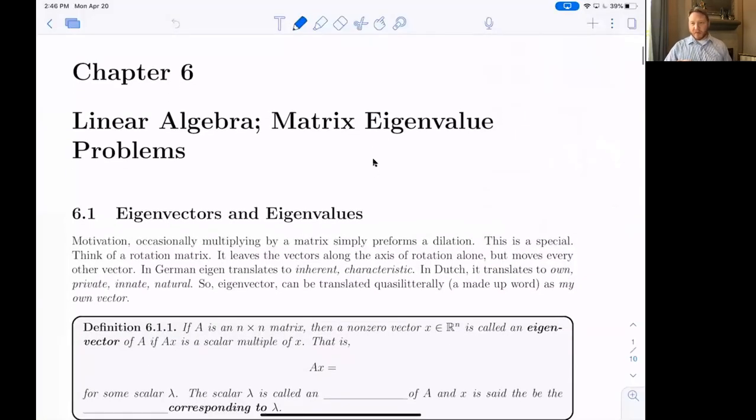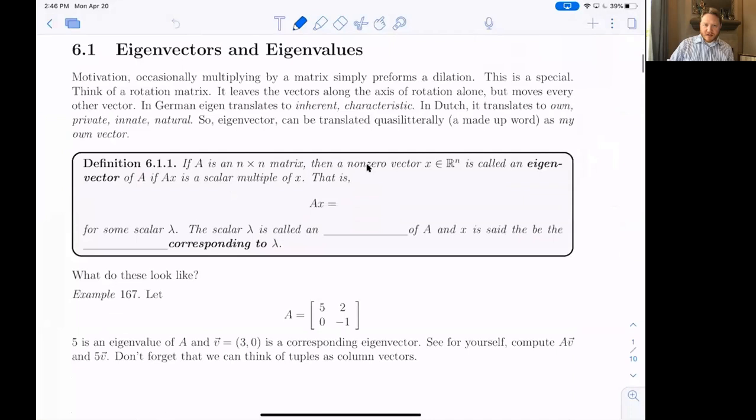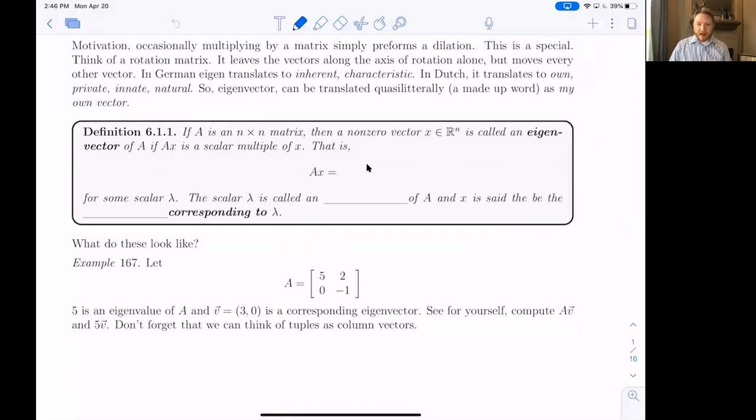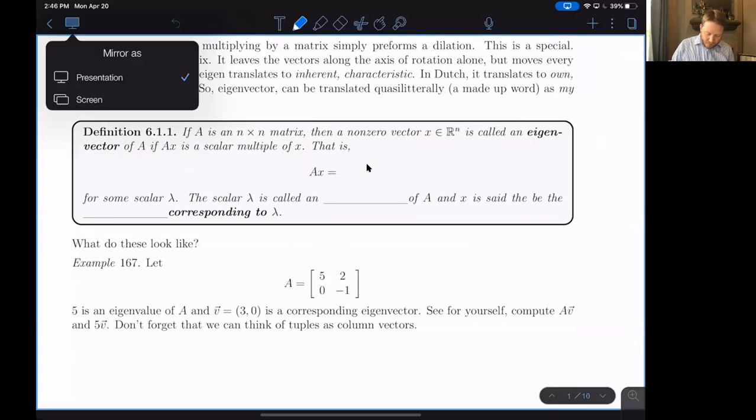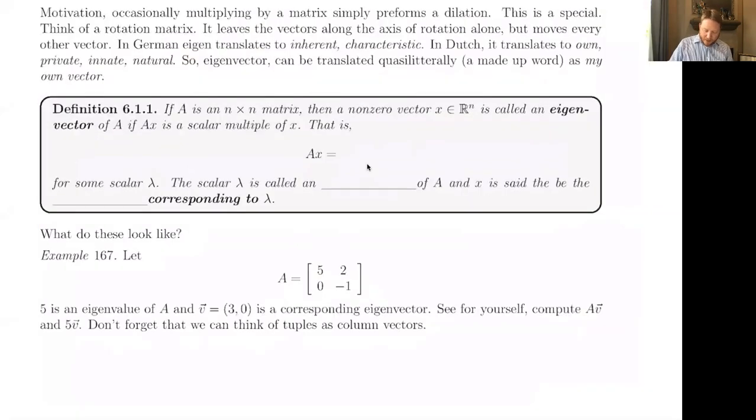So we're only going to do one section from this chapter right now, and this is about eigenvalues. Let's talk about what the definition of an eigenvalue is. If A is an n by n matrix, then a non-zero vector x in Rn is called an eigenvector of A if Ax is a scalar multiple of x. That is, if Ax equals lambda x for some scalar lambda. The scalar lambda is called an eigenvalue of A, and x is said to be the eigenvector corresponding to lambda.